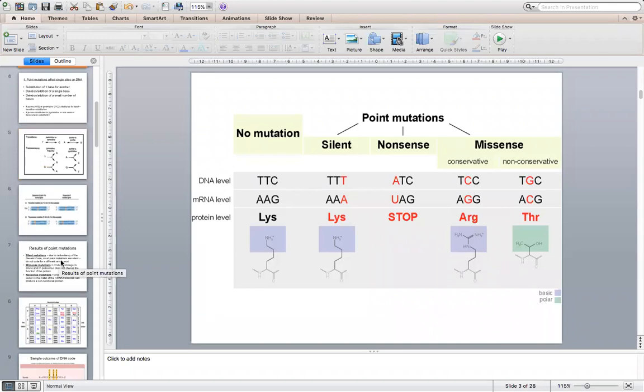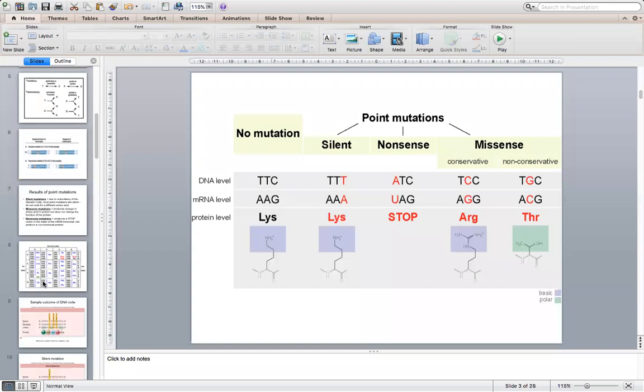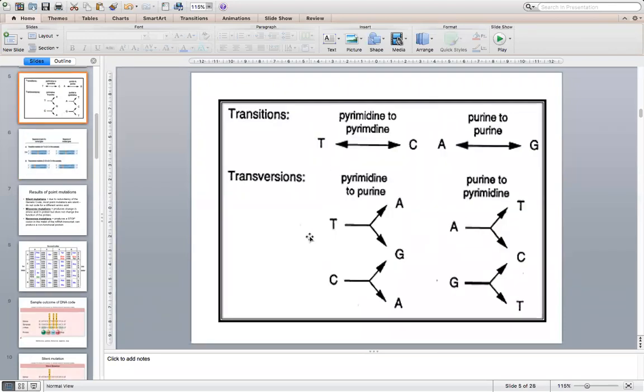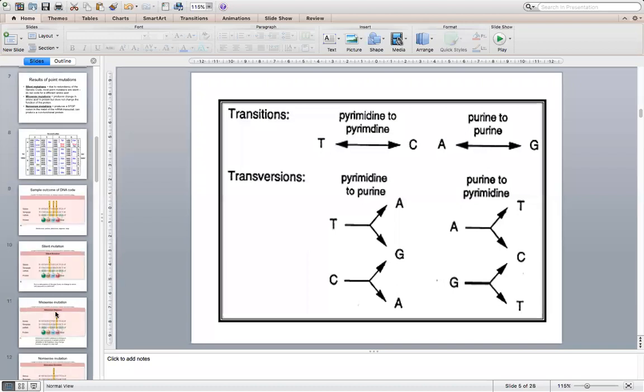We also studied the transition and the transversion. A change between purine and purine, or between pyrimidine and pyrimidine, you can call a transition. If it occurs in a crossed manner, between purine and pyrimidine or between pyrimidine and purine, you can call it a transversion mutation.